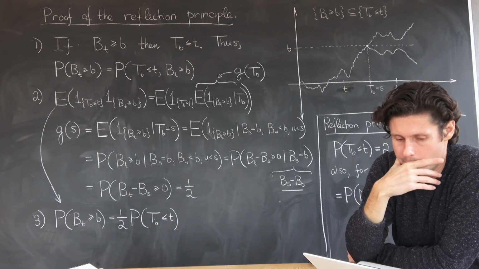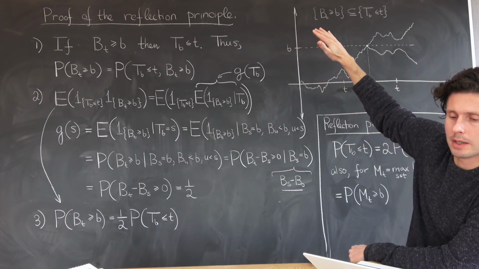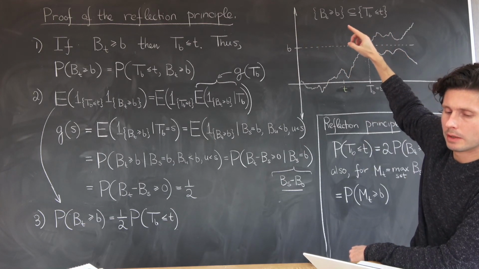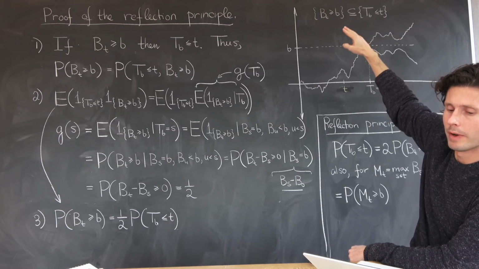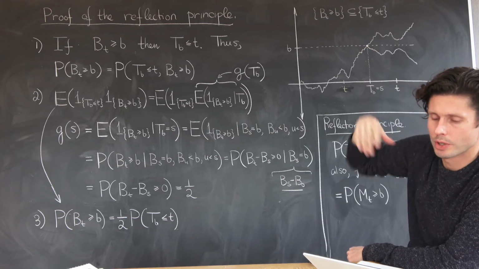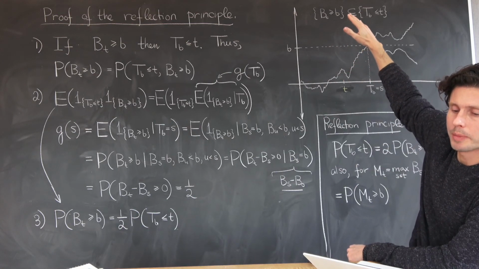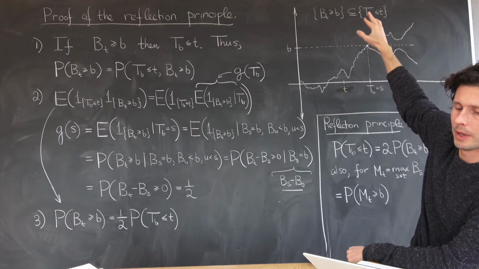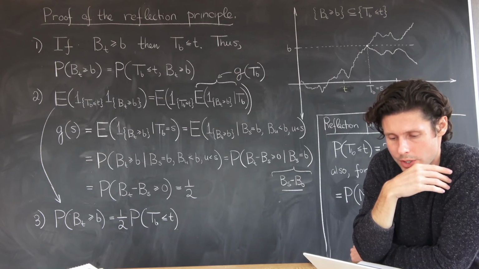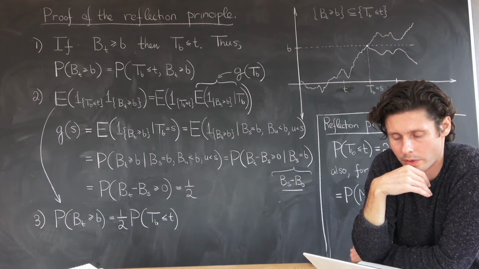So what does step 1 give us? It gives us this inclusion. It tells us that the set of events on which the Brownian motion exceeds the level b at time t is a subset of this set, which says that the first hitting time came before time t.